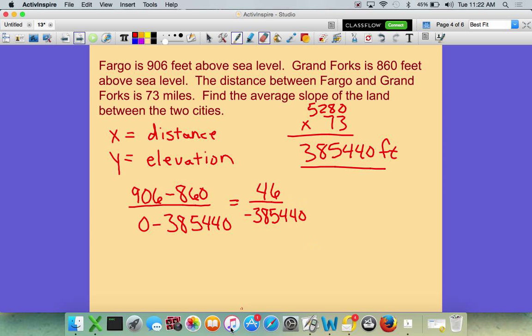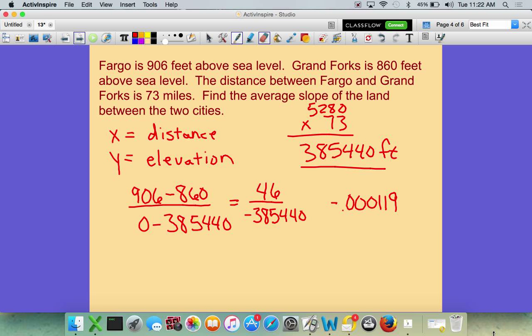We've got negative 46 feet over negative 385,440. Now, as we know, the slope is going to go down between Fargo and Grand Forks because that's the way the river runs. It's not going to be able to go uphill. All right, so we do need a negative slope here. But when we divide this out, we get a very, very tiny number. We get negative 0.000119 as our slope.